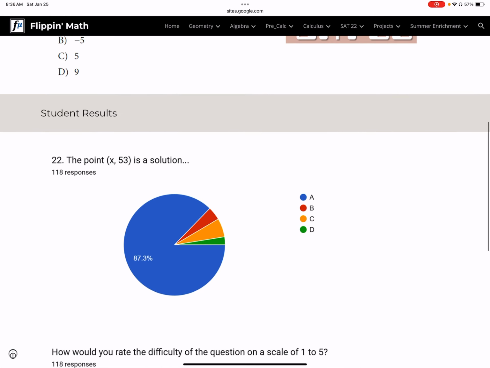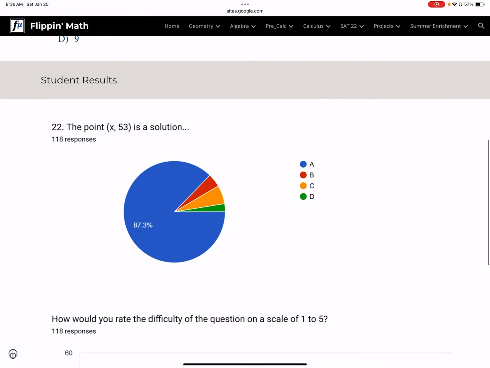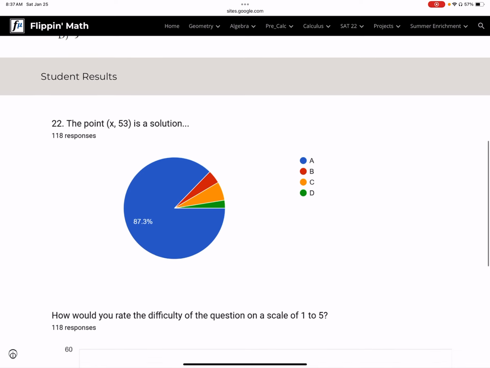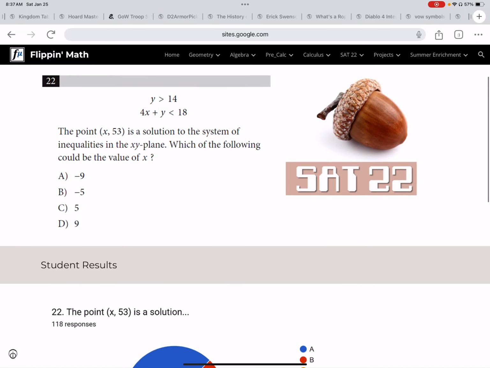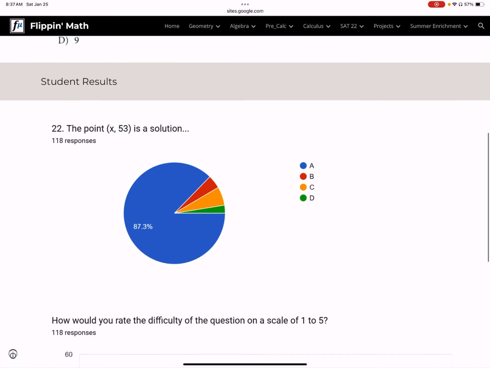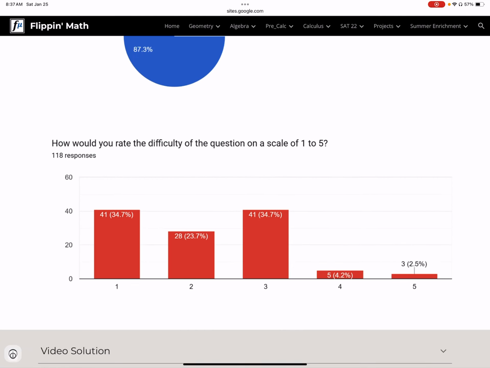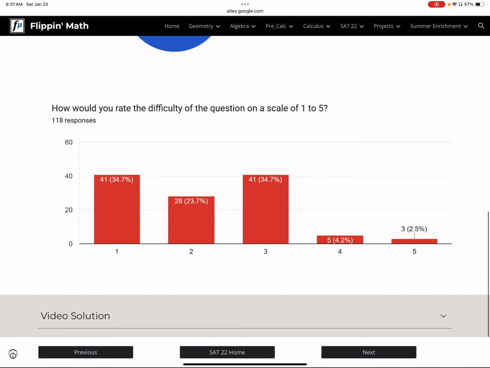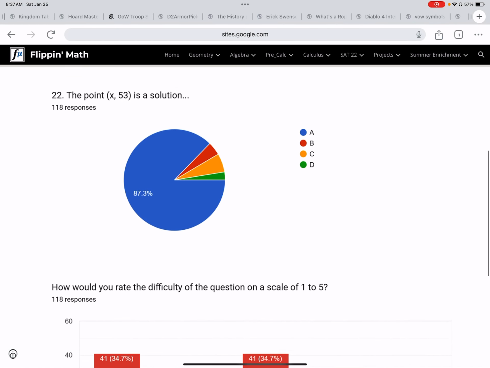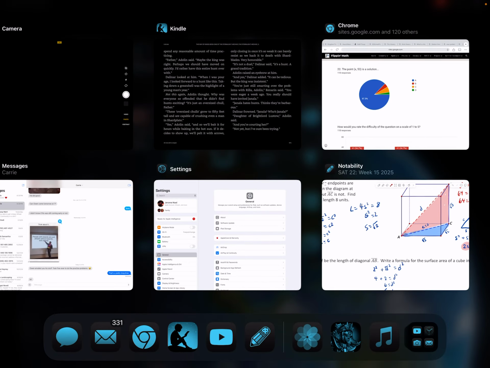And here, look at the results. I wonder what the answer is supposed to be. So you can see 87.3% chose blue, answer choice A, which is in fact the correct answer here. Nothing else comes anywhere close. And we thought overall is a pretty easy question here. So easy to medium, definitely on the easy side. So let's go ahead and take a look at our solution, shall we?